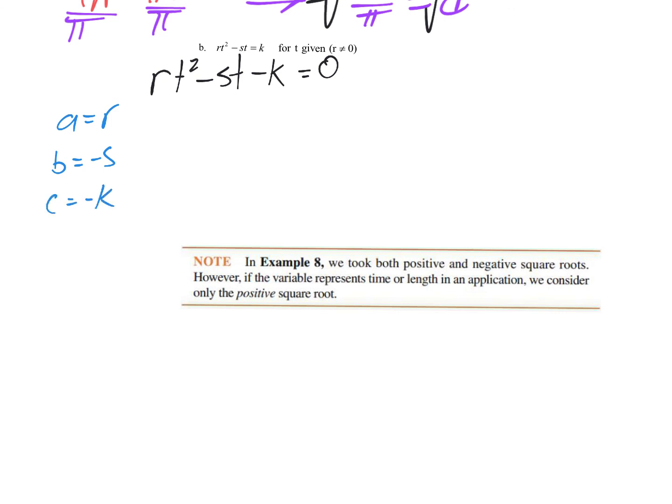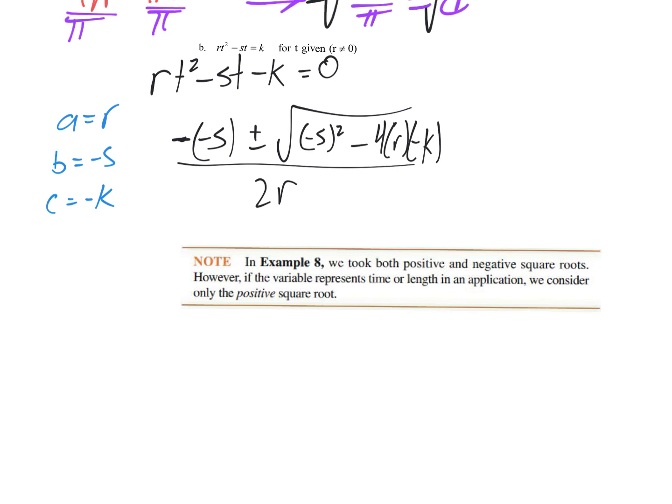And so basically we're going to fill in the quadratic formula using r, negative s, and negative k for a, b, and c, and that should kind of get us to a solution. So I'm going to go ahead and set up the quadratic formula. You can do so as well, and then unpause and see if your setup matches mine.